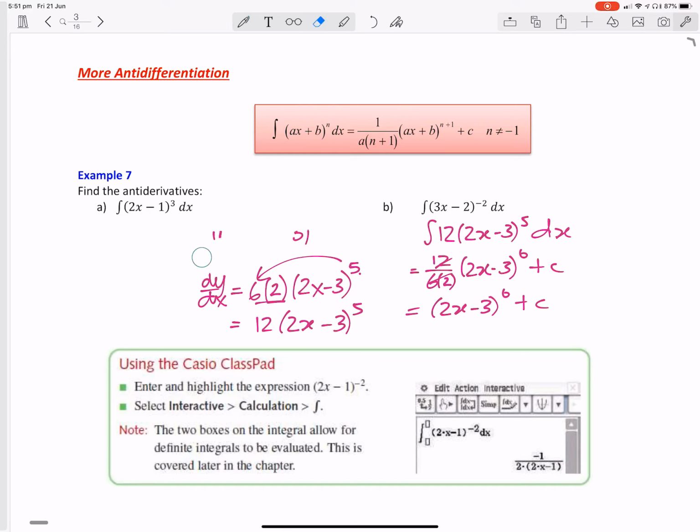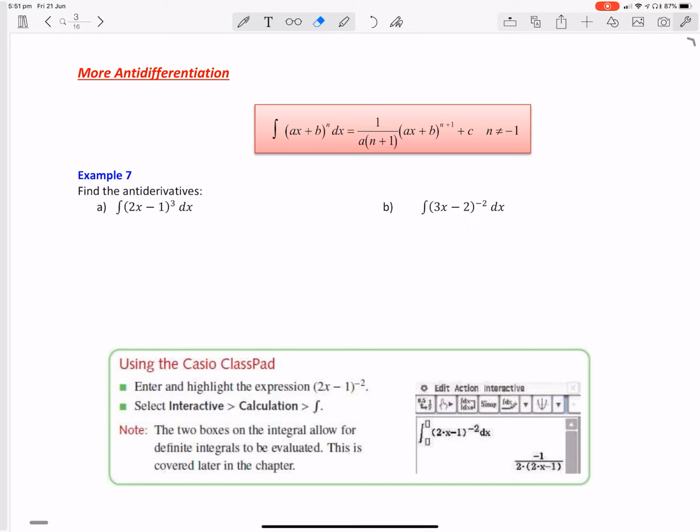Now this formula is on your formula sheet, so you don't have to stress too much about trying to remember it. So this one here, we're going to get 1 over the derivative of the bracket, which is 2, times our new power, which is 4, (2x - 1) to the power of 4, plus c. So we have 1 on 8, (2x - 1) to the power of 4, plus c.